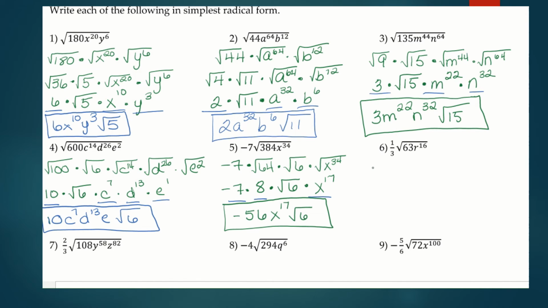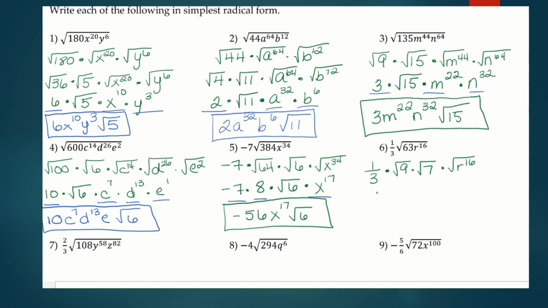We're just going to keep moving on here. 1/3 times, all right, factors of 63. That one's an easy one too. 9 times 7, where 9 is my perfect square. 7 is not, and it does not have any factors that are, except for 1. And then we have times r to the 16th power.